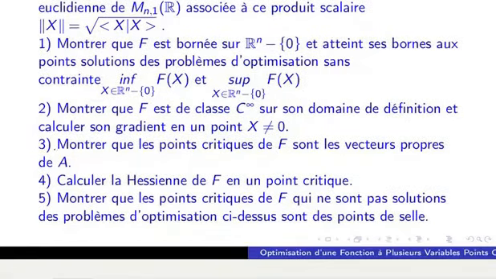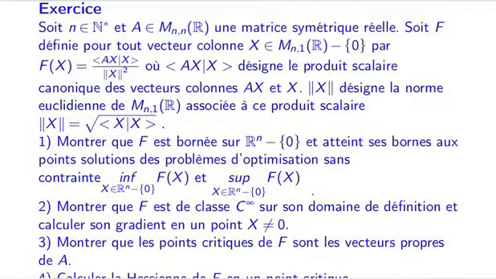Third question, show that the critical points of f are the eigenvectors of A. Fourth, calculate the value of f at a critical point. And finally, fifth, show that the critical points of f, which are not solutions to the optimization problems mentioned above, are saddle points. We will therefore start by showing that the given function is bounded on Rn excluding 0.